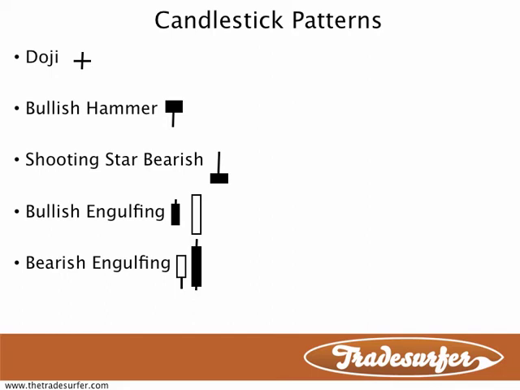We have the bullish hammer, and you'll see that at the very end of downtrends. That can be an indication the trend is actually turning from down to up. Shooting star bearish, that's the end of an uptrend.